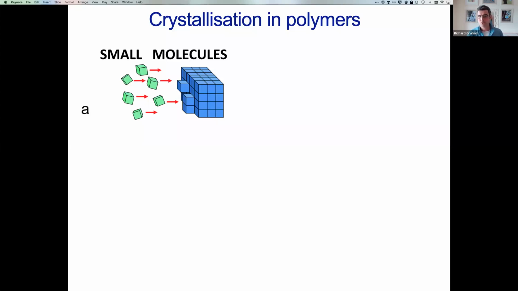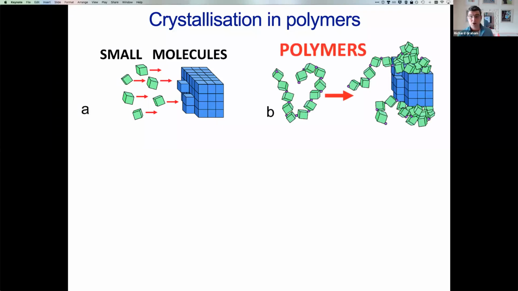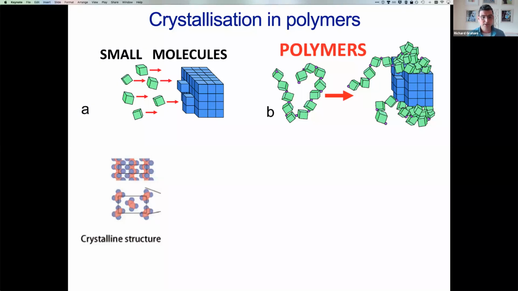Essentially, they're small enough that they can interlink and form structure, compared to polymers, which are long molecules that still like to crystallize, but because they're long chains, they tend not to crystallize as an entire chain at once, but subsections of the chain crystallize, and that creates these dangling ends here of the non-crystallized part of the polymer, and that has really rich and important consequences for how the polymers crystallize.